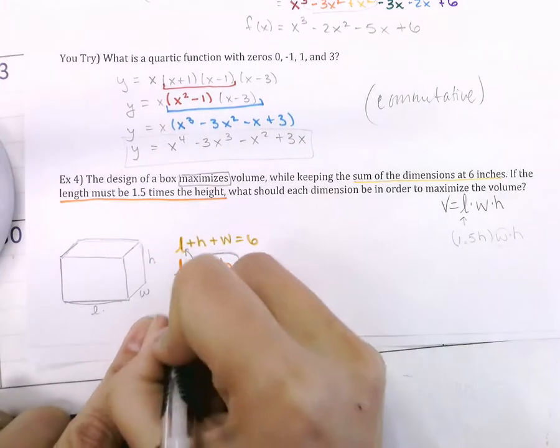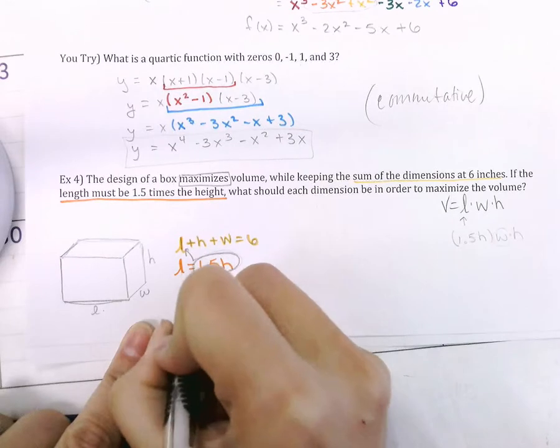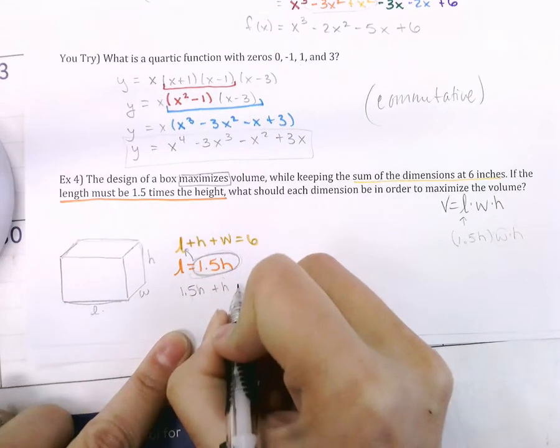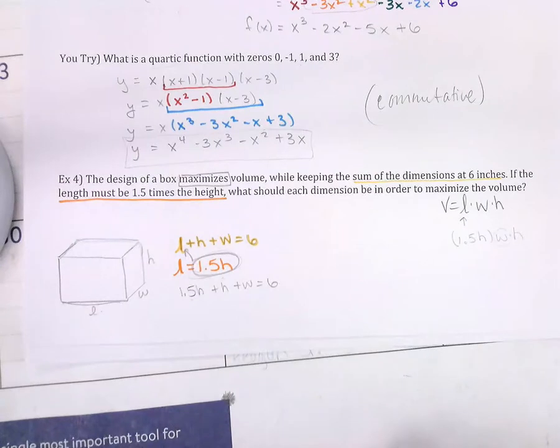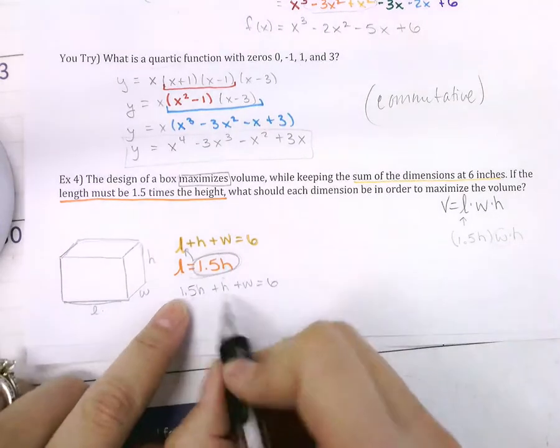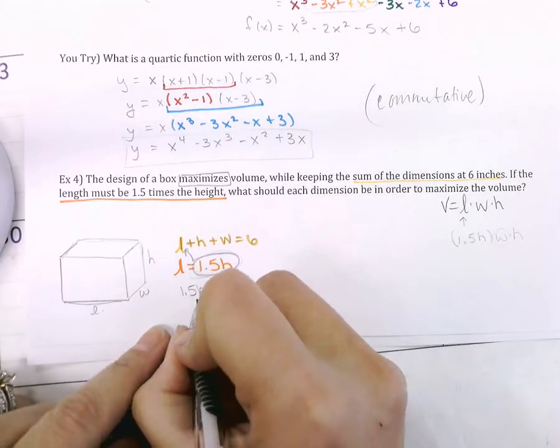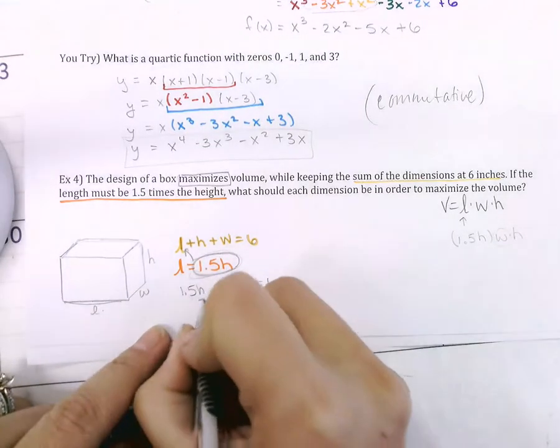So we have 1.5H plus H plus W equals 6. So we're doing substitution. That's how we take multivariable things and make them less variables, or fewer variables, is substitution. Okay, I'm going to combine these two. So 1.5H and H is going to be 2.5H.